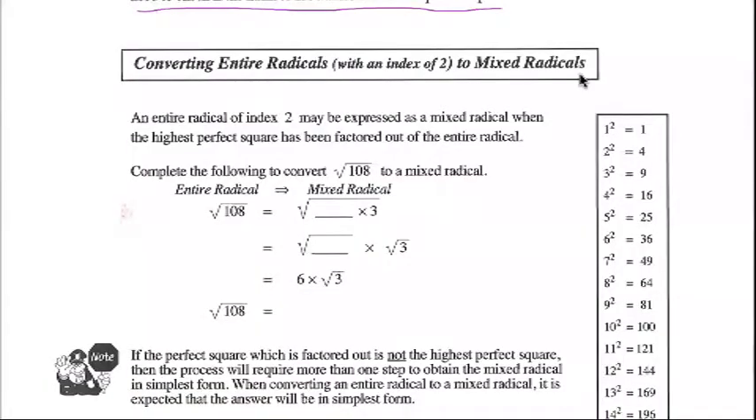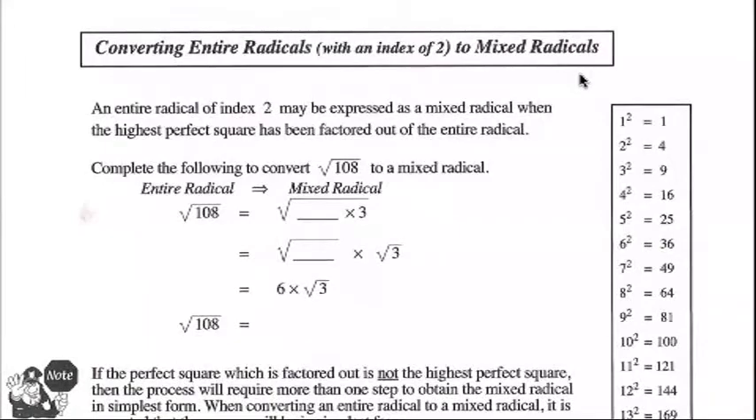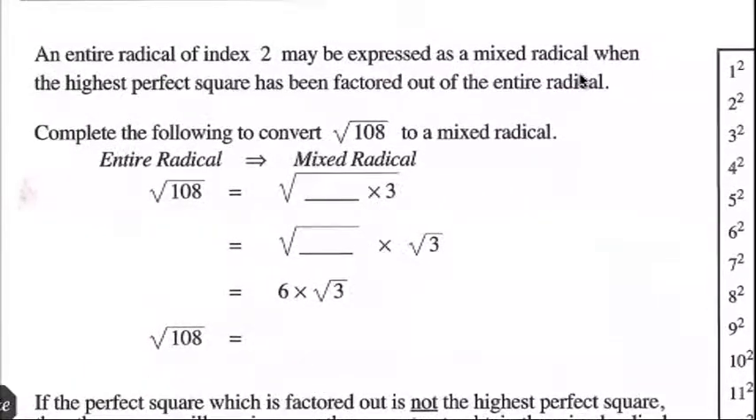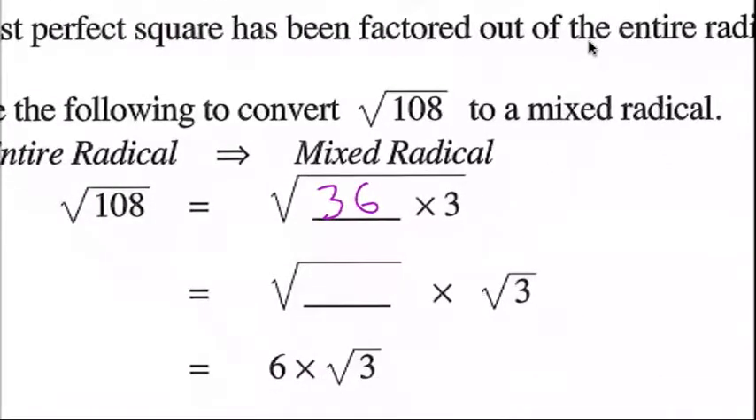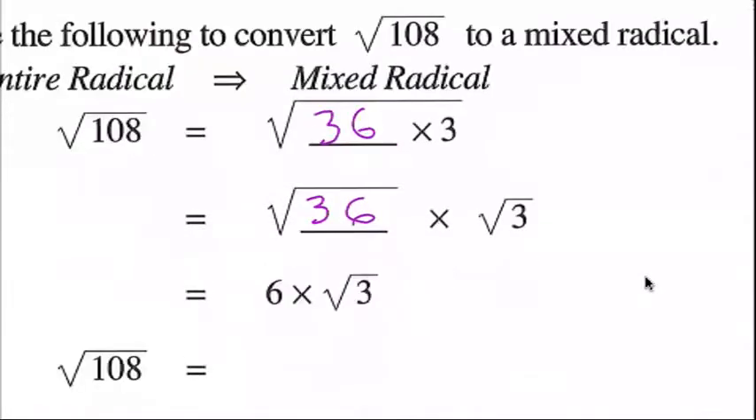So let's look at this example here. Complete the following to convert square root of 108 into a mixed radical. So the entire radical is 108. 108 is something times 3. What's that something? That something is 36. So when I split this up, because I can, following my rule, this is square root of 36 times the square root of 3. And I know that the square root of 36 is 6. So this can be simplified into 6 square root 3.